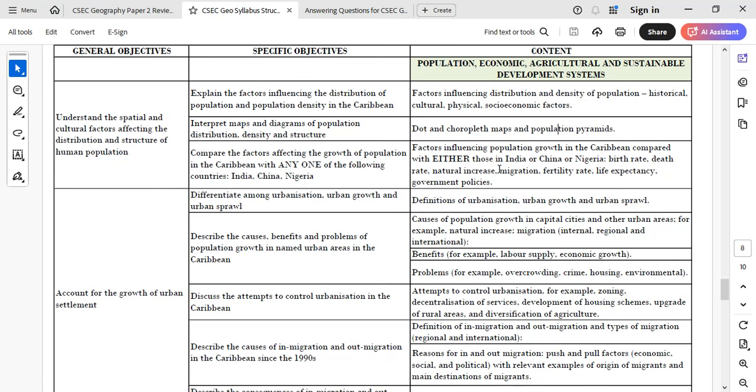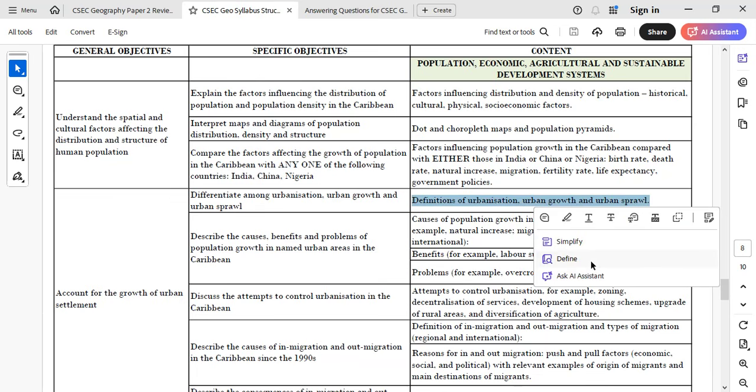Could you compare? Do you know the definitions of urbanization, urban growth, and urban sprawl? Remember, urbanization is proportional: how much of your population is living in urban areas? Urban growth looks at the growth of your population, how the population increases or changes in urban areas. Urban sprawl looks at the physical expansion or growth of urban areas.